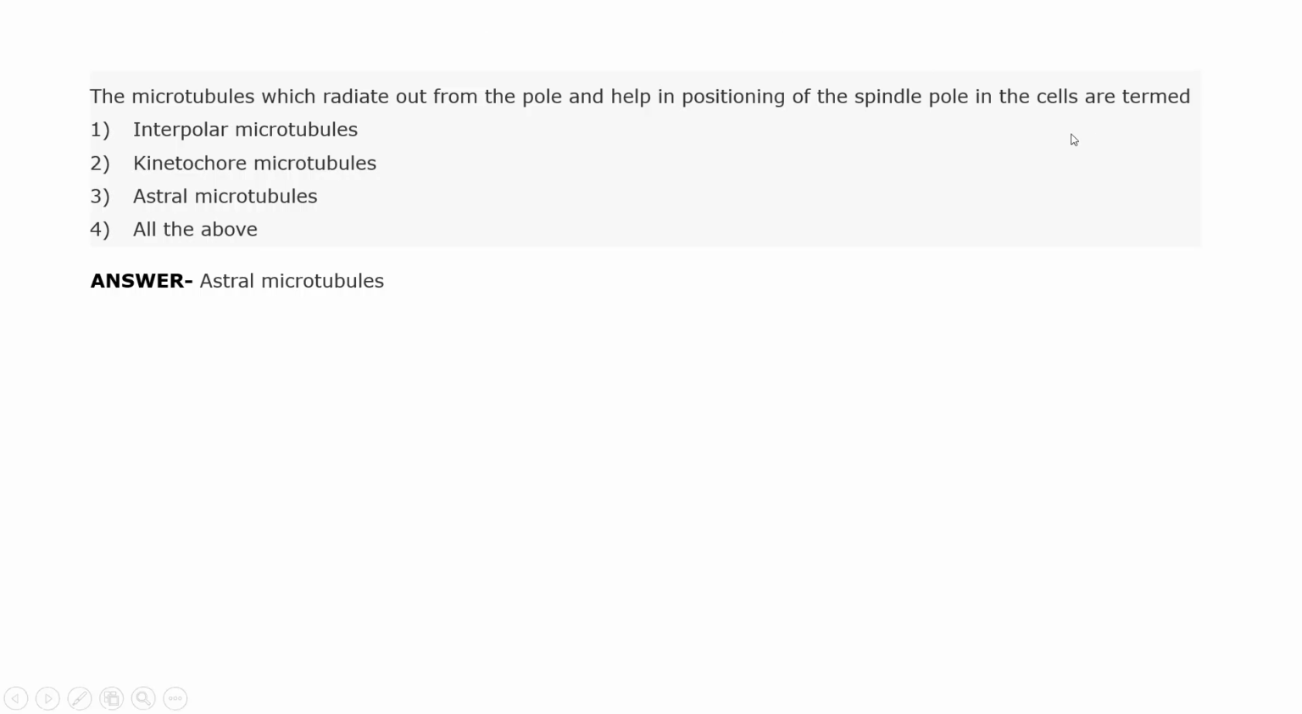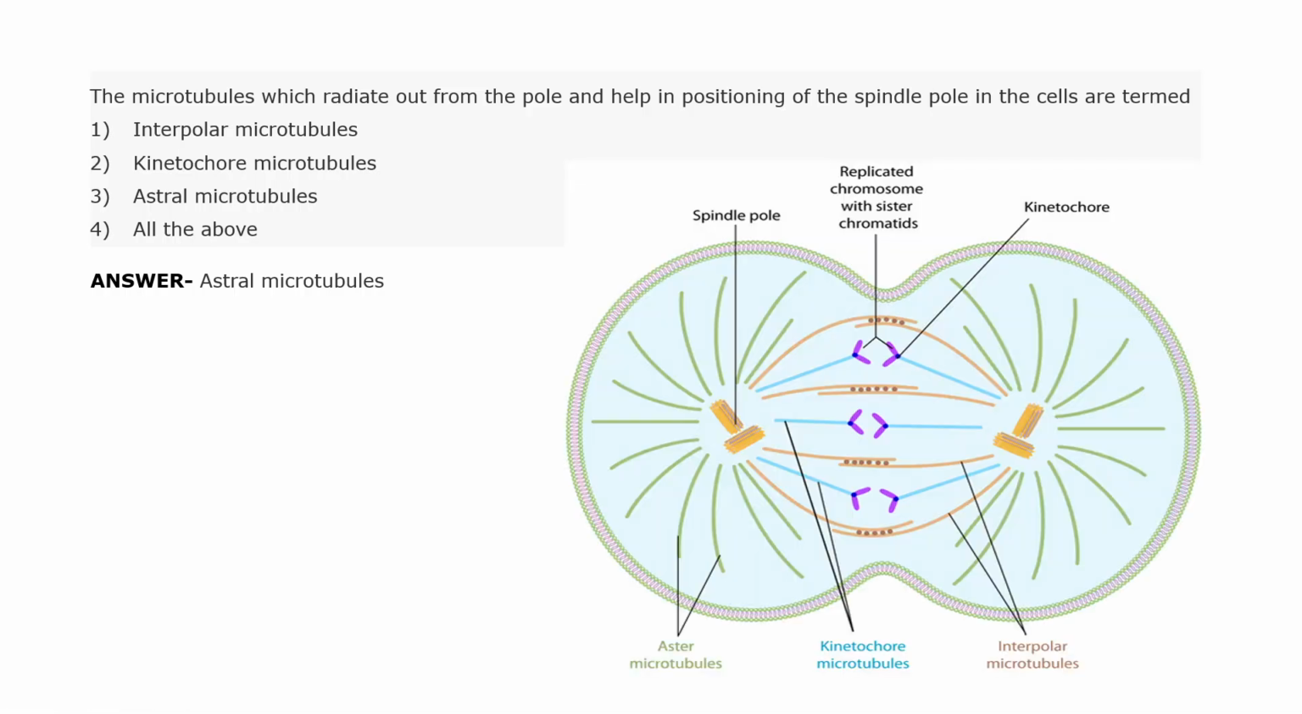Astral microtubules, right? From the term spindle pole you can get the answer. So basically, if you see, there are 3 different types of microtubule that are labeled here: the interpolar microtubule, kinetochore microtubule, and astral microtubule. From the name itself of the kinetochore microtubule, you can feel that it is something related to the kinetochore.